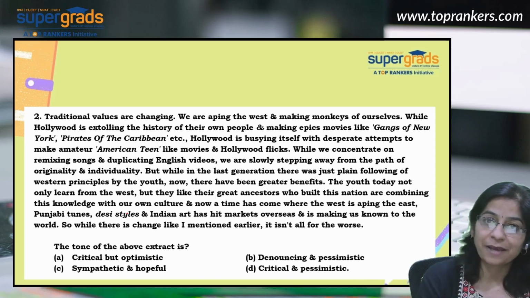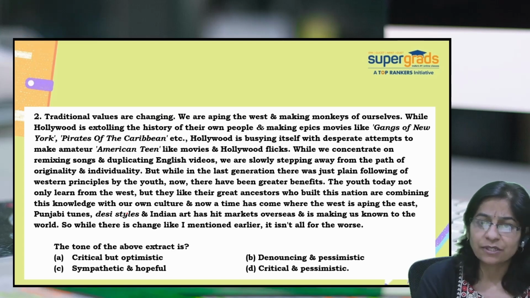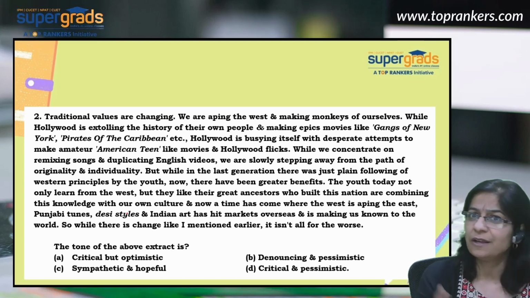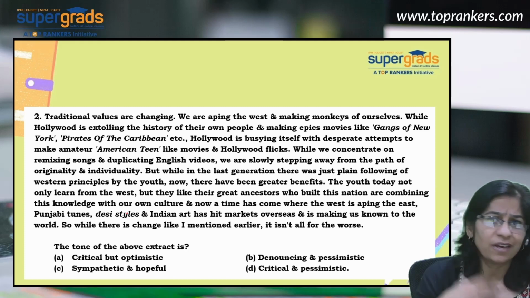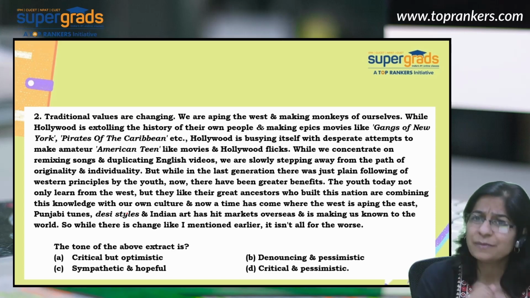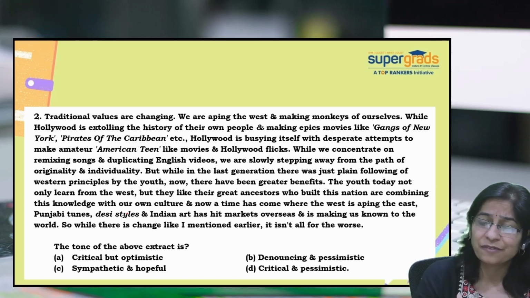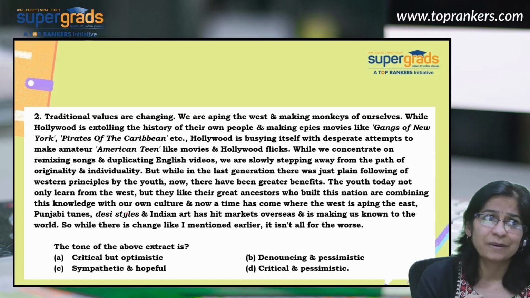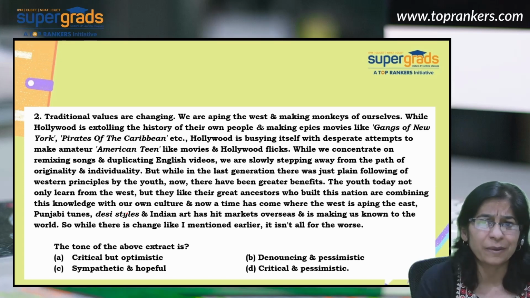Now, let's read the passage quickly. Traditional values are changing. We are aping the West and making monkeys of ourselves. Now, when somebody says that, okay, we are copying others and we are making monkeys of ourselves, does the person sound happy or satisfied or in a positive mood? No, he's not even neutral. He's in a very critical tone. He's talking in a very critical tone. He's not happy. He's kind of annoyed.